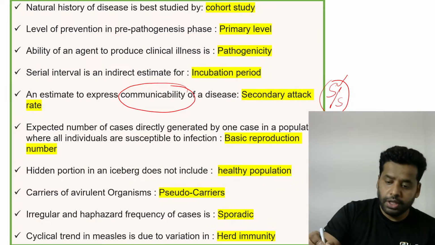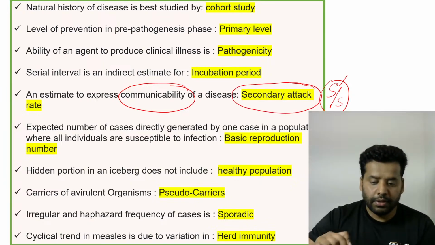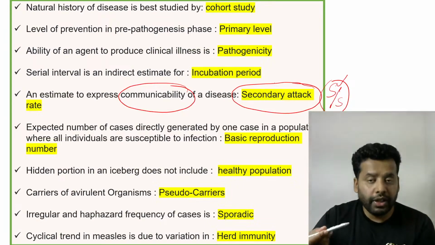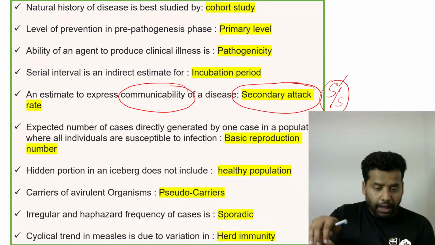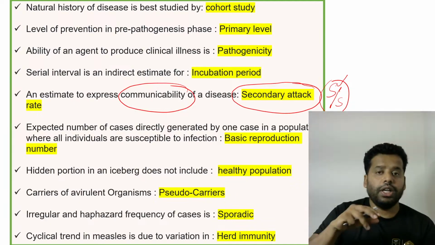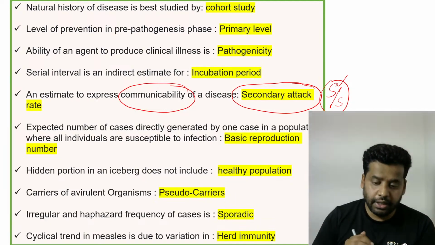So what is the formula? S by S. So what is used to estimate communicability of a disease? Within close contacts, usually family, classrooms, close contact, if they mention this, it is secondary attack rate.